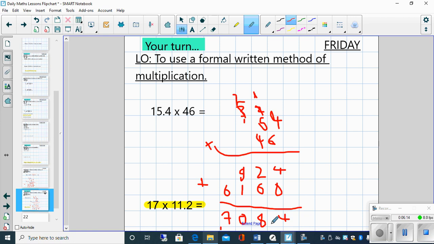Now don't forget, at the moment, that is the answer to 1154 times 46. What we need to do is work out how many decimal points there are. In this instance, there is 1. So we look at our answer and we place that decimal point one place after the ones column to the left. So our answer to this question is 708.4.